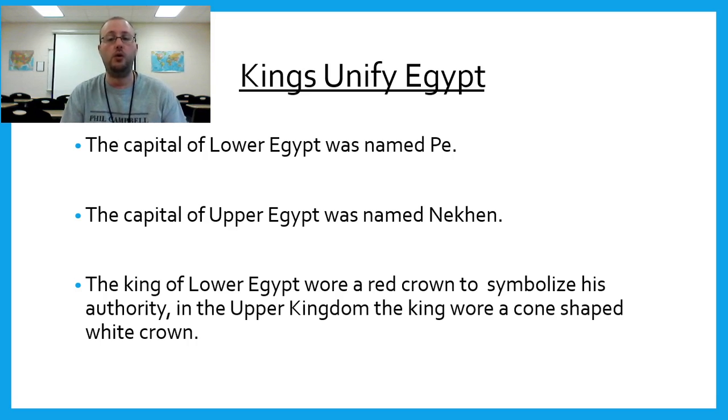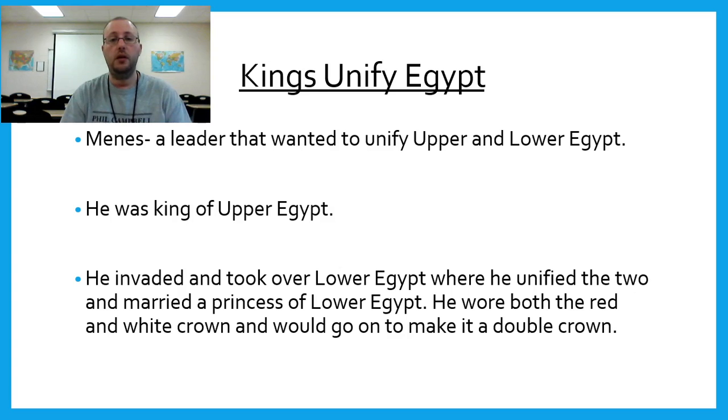The king of Lower Egypt wore a red crown to symbolize his authority, and in Upper Egypt, they wore a white cone-shaped crown. Menes was the king that later unified Upper and Lower Egypt. He was the king of Upper Egypt, so he took over Lower Egypt, where he married a princess of Lower Egypt, unifying the two together, and then he created a red and white double crown that would signify his rule over all of Egypt.